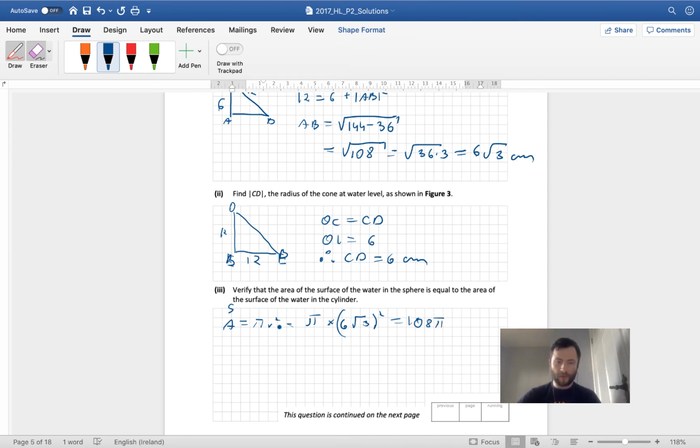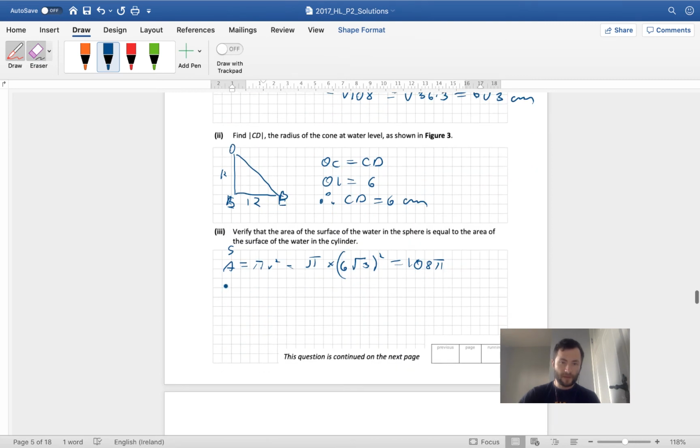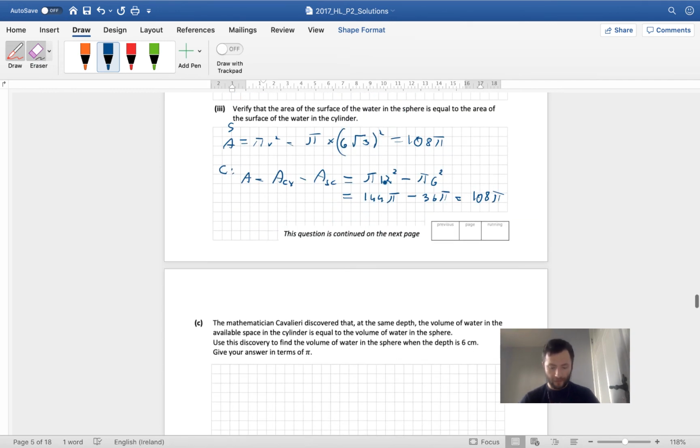And in the cylinder, we need to take a look at what's actually going on. So in the cylinder, the area of the water will be equal to the area of the base of the cylinder minus the area of the small circle. That equals pi times the radius of the cylinder, which is 12, 12 squared, minus pi times the radius of the circle, which is 6, so 6 squared. Subbing the values in, that's 144 pi minus 36 pi, and that is equal to 108 pi, which is the same as the area of water in the sphere. So we prove the required relationship.